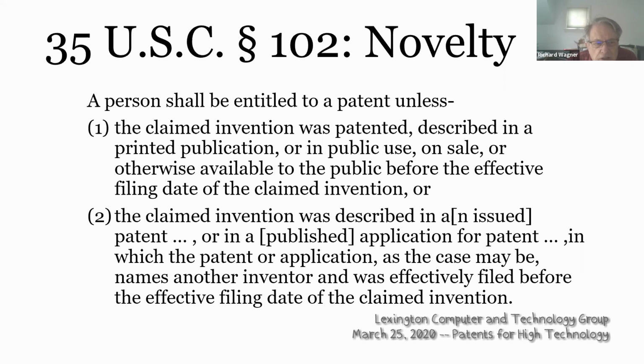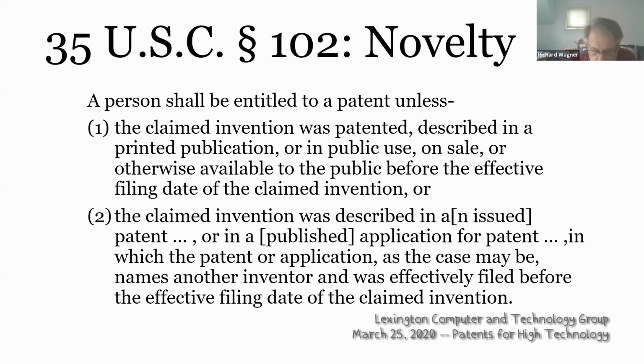Unless, number one, the claimed invention was patented, described in a printed publication or in public use, on sale, or otherwise available to the public before the effective filing date of the claimed invention. Okay? Patented, that's in the patent, described in a printed publication or in public use, on sale. If this particular invention is being, what we call, disclosed anywhere out in the world before the filing of that application, then novelty has been defeated and a patent will not be issued. Okay? It's patented, described in a publication, public use, otherwise available before the effective filing date.